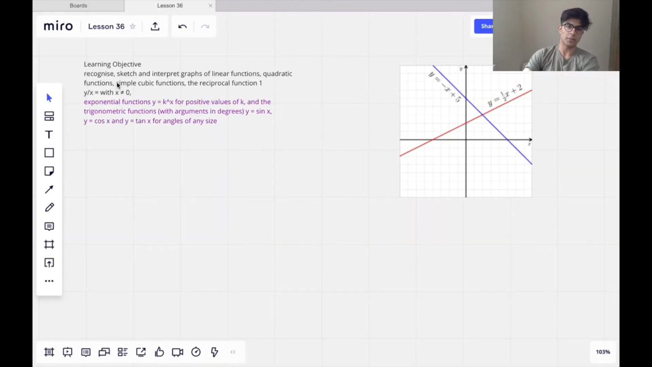Today's learning objective is to recognize, sketch, and interpret graphs of linear functions, quadratic functions, simple cubic functions, the reciprocal function of y equals 1 over x with x does not equal 0, and for higher level, exponential functions and some trigonometric functions.